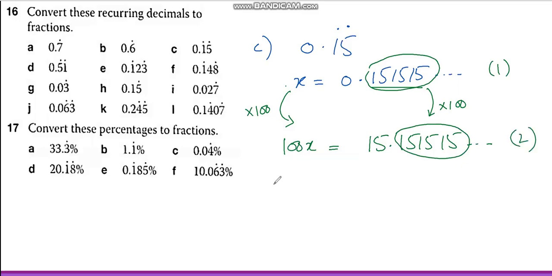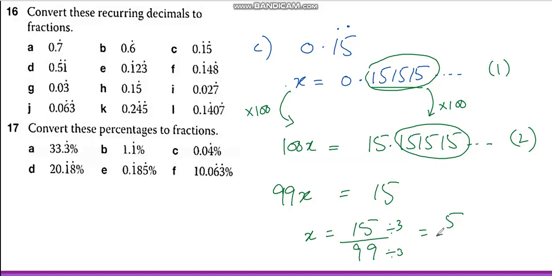So if we subtract equation 1 from equation 2, we get 99x on the left side and 15 on the right side. Now it's very easy to simplify further, because if we divide both sides by 99, we get 15/99. And if we divide by the highest common factor, which is 3, we get 5/33.